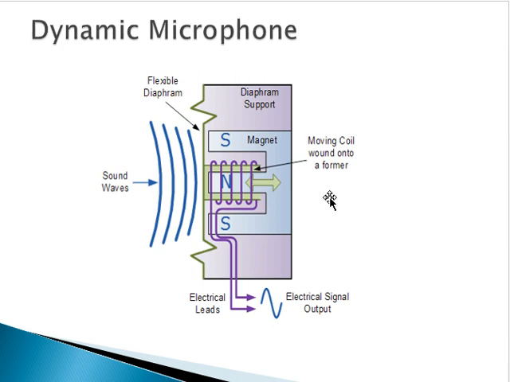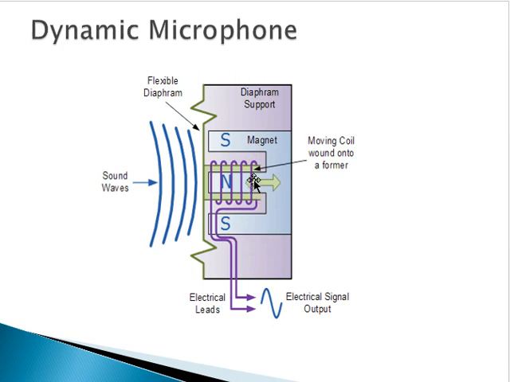What will happen if we place a conductor in an electromagnetic field, and that conductor is changing its position? The flux, or electromagnetic lines, may get cut, and due to that there will be an electrical signal, a voltage induced in this wire. So either the flux or the conductor must be movable. In the case of this dynamic microphone, this magnet is stationary.